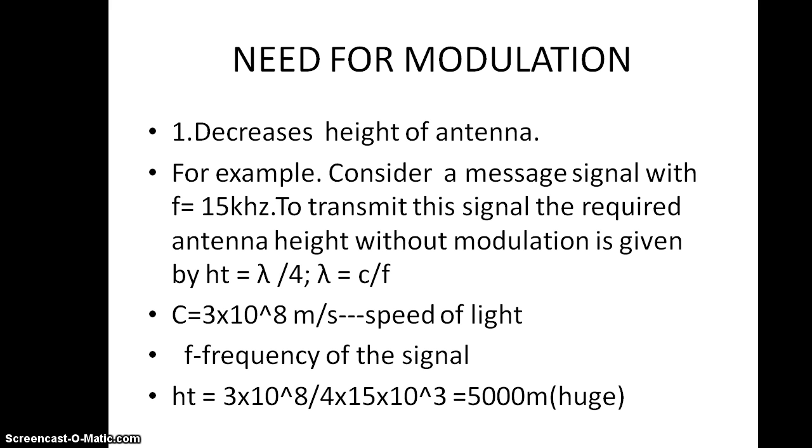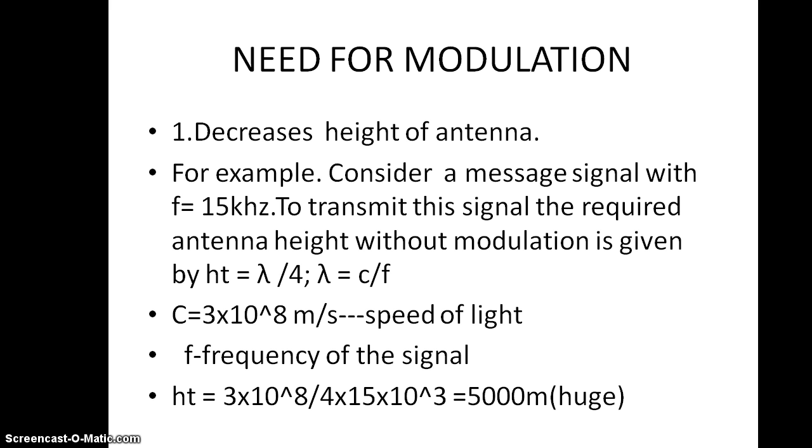Let us consider a message signal. All message signals, that is the baseband signals, fall within the range of 0 to 20 kHz. For example, let us consider a message signal with frequency 15 kHz. In order to transmit the signal, we are going to calculate the required antenna height without modulation, and we'll also calculate the antenna height with modulation. The formula to find the height of the antenna is given by Ht equal to lambda by 4.